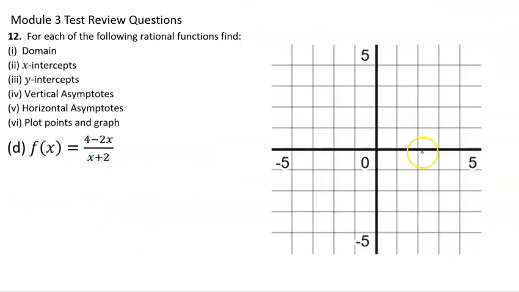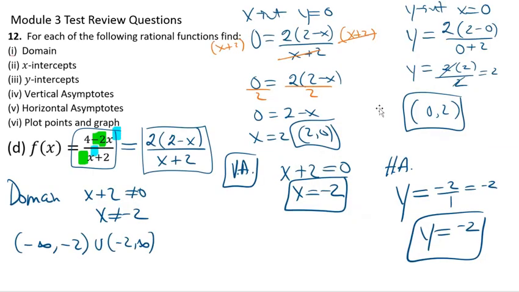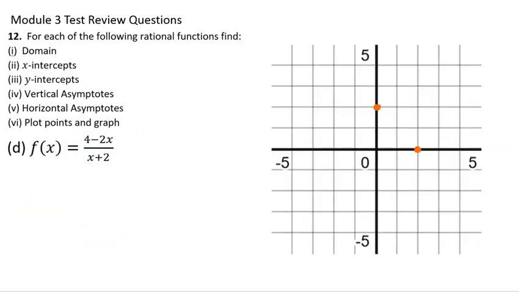Transfer this information onto a graph. So I plot my intercepts. (2, 0) is one. It won't plot. There we go. (0, 2) is the y-intercept. I'm going to go back and take a look at my asymptotes. They're both -2. x equals -2 and y equals -2. So x equals -2 is over here on the left, and y equals -2 down low.